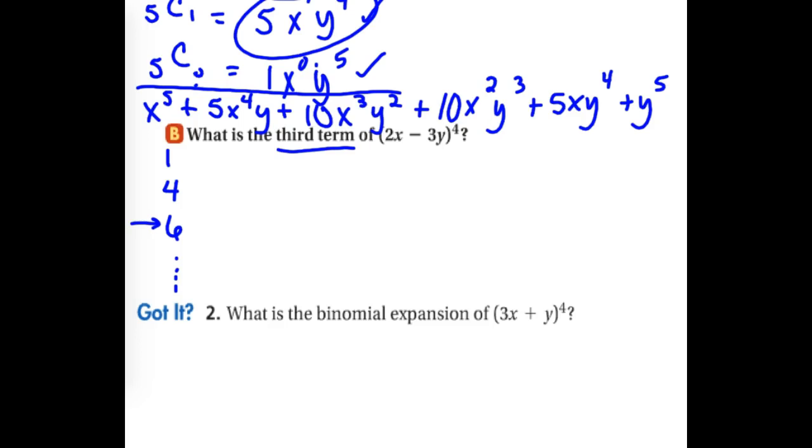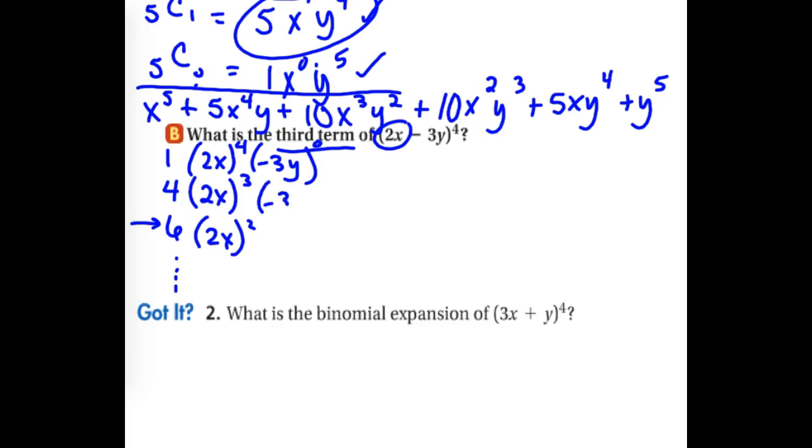So now I have to take my 2x, right? And 2x starts out with my highest power, which would be a 4. And then it goes down. Okay. Then we take our second term, which is a negative 3y, and it starts with the lowest power and goes up. Okay? So all they want me to do is to calculate this one. They want my third term.